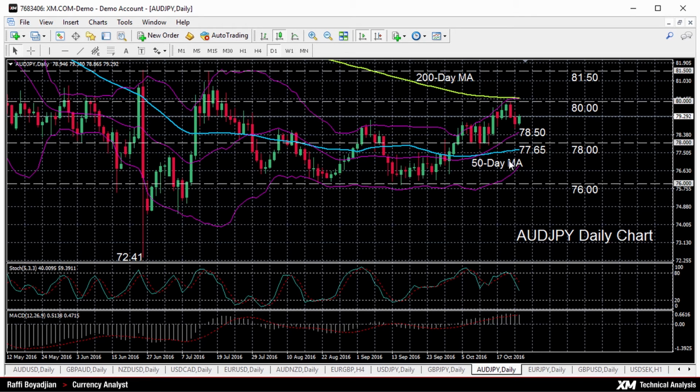Immediate support would likely come from the center Bollinger Band at 78.50, and below that the 50-day moving average comes in sight at 77.65. A drop below the 50-day moving average could lead to a fresh attempt towards the bottom of the recent range at around 76. A breach below this key support area would shift the bias from neutral to bearish.